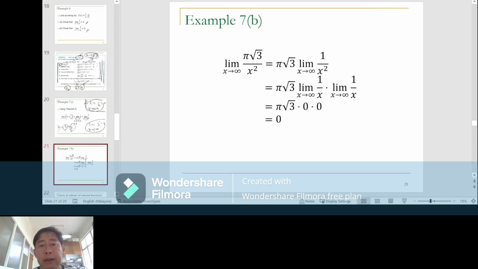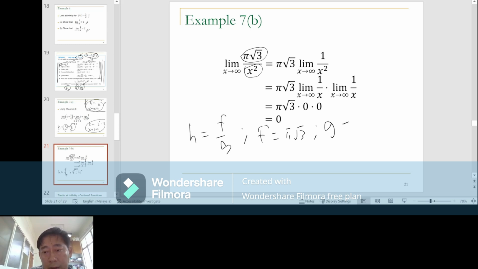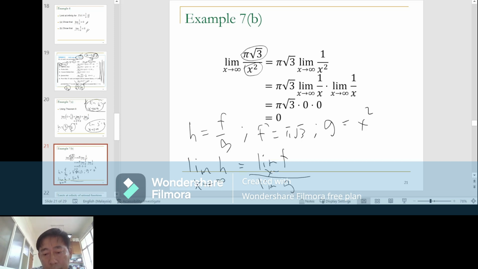The other example would be example 5, where you have a rational function that is made up of a constant divided by a polynomial of order 2. So here you can think of h as made up of f over g, where f is a constant and g is a polynomial of this. So the limit of h when x tends towards positive infinity is then just the limit of f divided by the limit of g for x tends towards positive infinity.